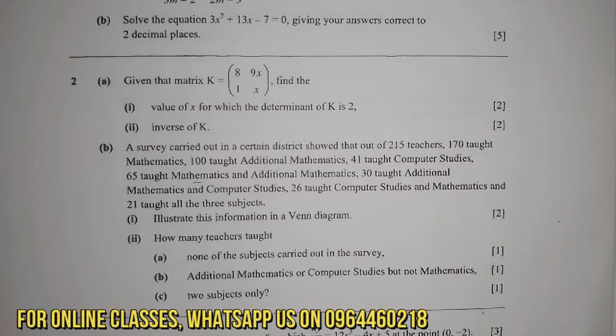A survey carried out in a certain district showed that out of 215 teachers, 170 taught mathematics, 100 taught additional mathematics, 41 taught computer studies, 65 taught mathematics and additional mathematics, 30 taught additional mathematics and computer studies, and 26 taught computer studies and mathematics, and 21 taught all the three subjects. Illustrate this information in a Venn diagram.